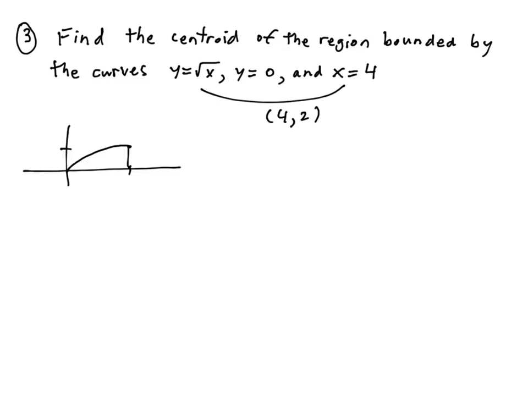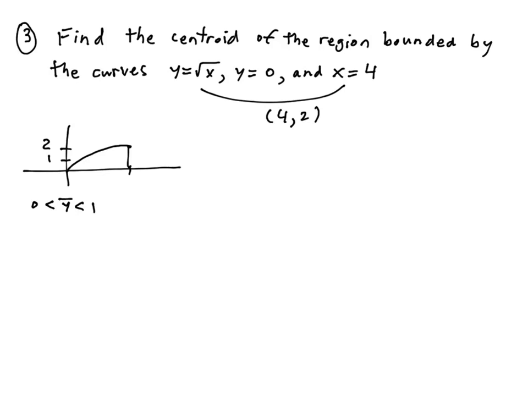We know that if this is 2, the halfway point would be 1. We could see that there is more area below the halfway point than above, which means we know from this that y bar is between 0 and 1.